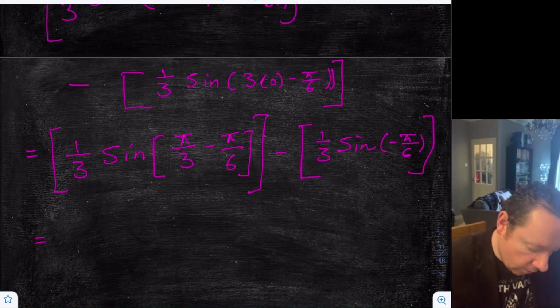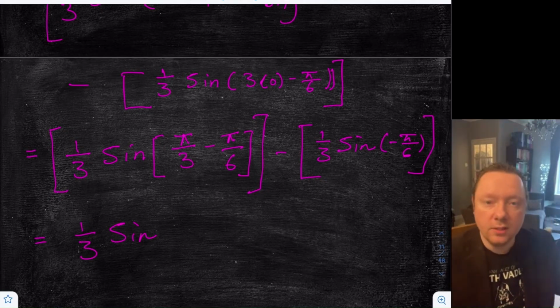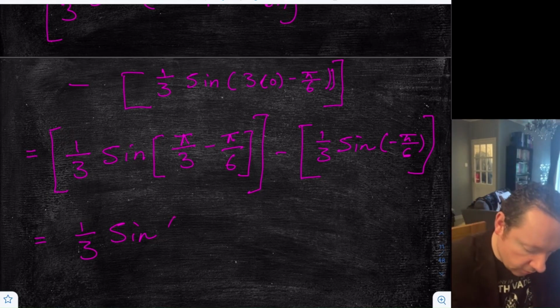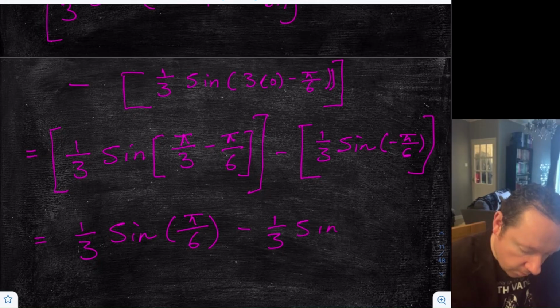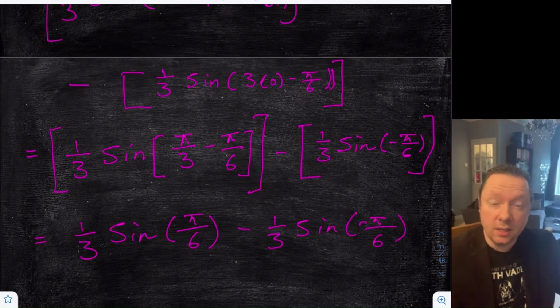So that gives me 1/3 of the sine of, well, pi over 3 is 2 pi over 6, minus pi over 6 is pi over 6. So we've just got pi over 6 now. Take away a third of the sine of minus pi over 6. So we're going to have to work out what the sine of pi over 6 is.